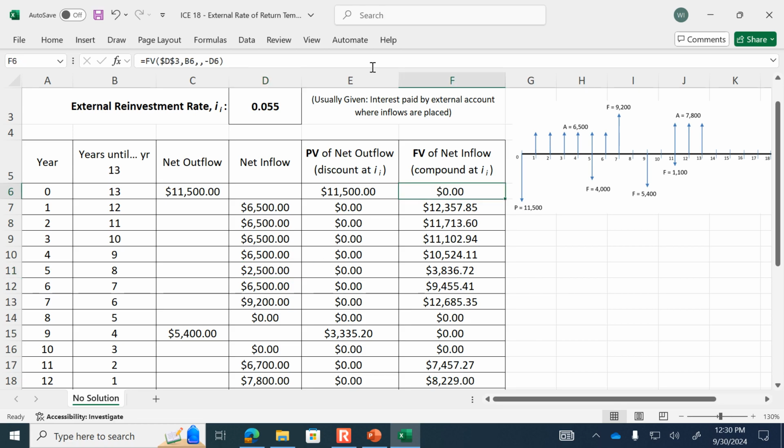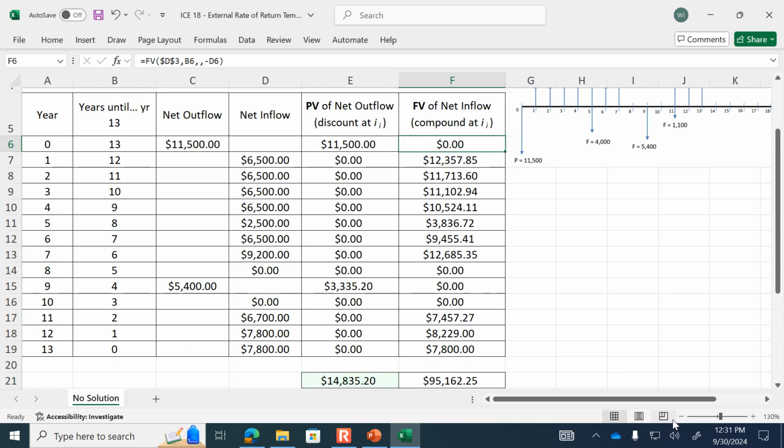So the future value is, again, referring to the same known interest rate of 0.055. And then here in the function, we need to put the reverse time, how many years it is until the future, into the NPER, skipping over the payment field, and then the amount that you put into the present value is the minus of whatever net inflow there is for that year. So if you take all of the inflows to the future, then it's 95,162.